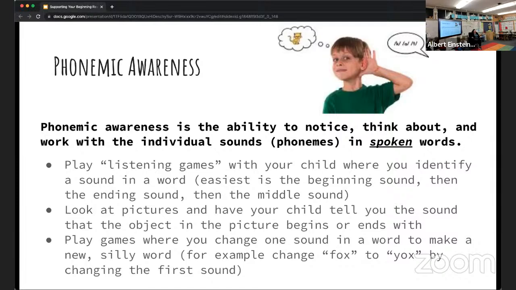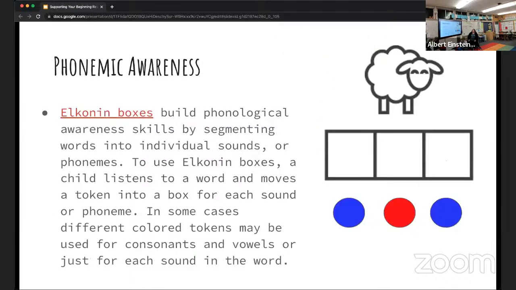What do you have? Yucks. What's a yucks? And then you can get really silly with that. But that's called substituting sounds, and that's a more advanced skill, but something that they need to be able to do to manipulate those sounds so that they're ready to become good readers when they get the letters involved. Okay, go to the next one.